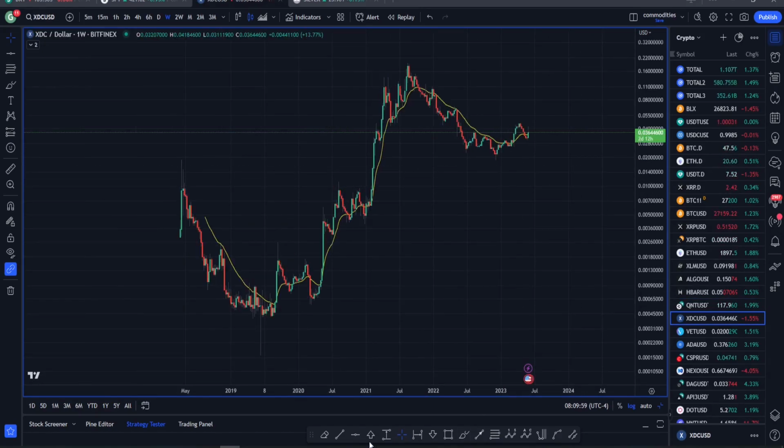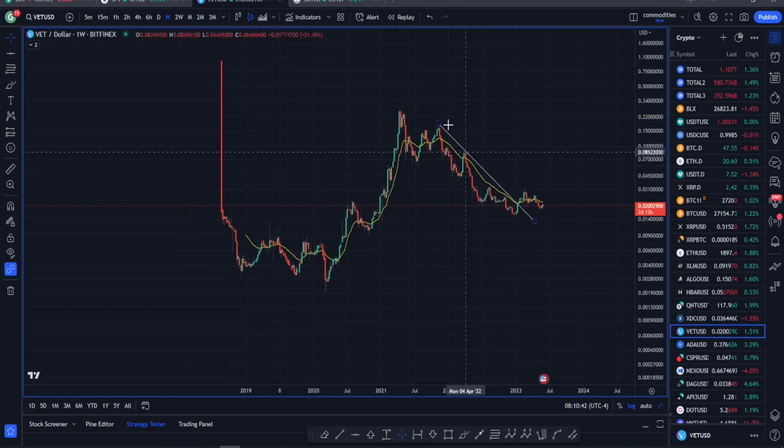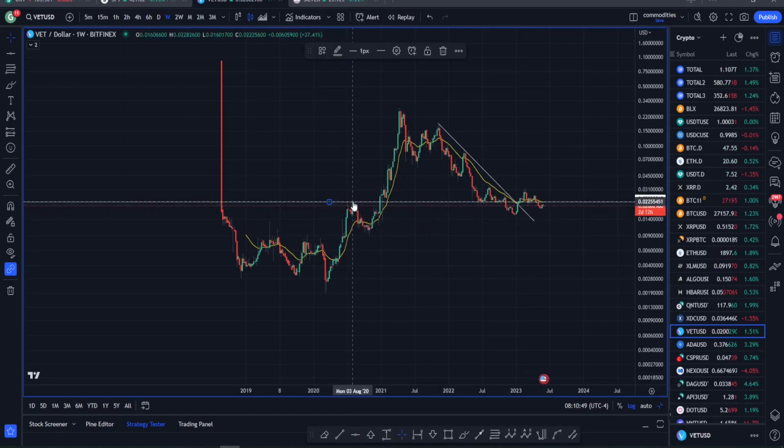XDC, as you can see, looking pretty nice here. These previous highs back here from its inception back in 2018, as you can see, coming down into that level, holding it as support, and it did get its trend reversal as well. VeChain here, as you can see, getting a trend reversal as well, but not quite able to get above these previous highs back here from 2020 just yet.